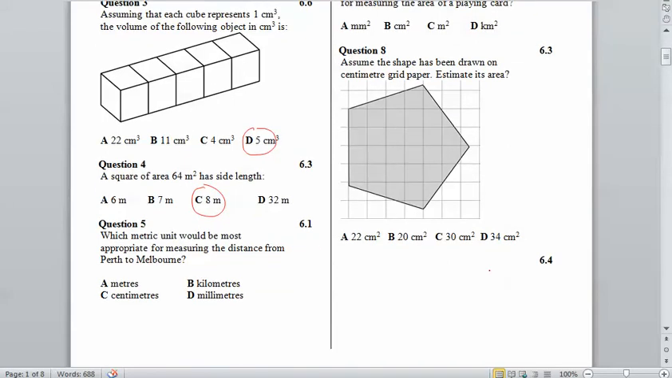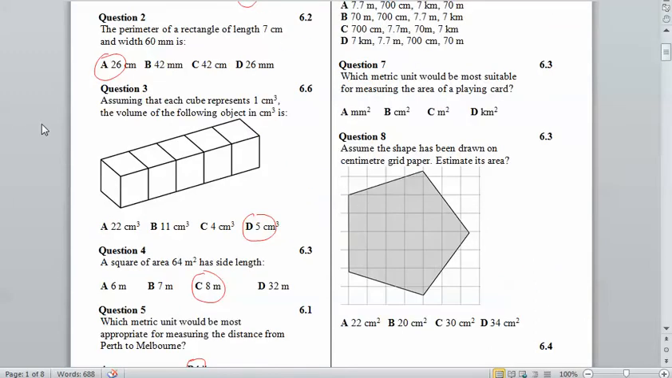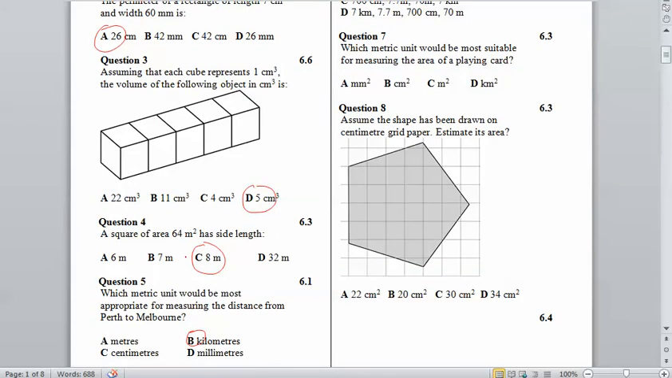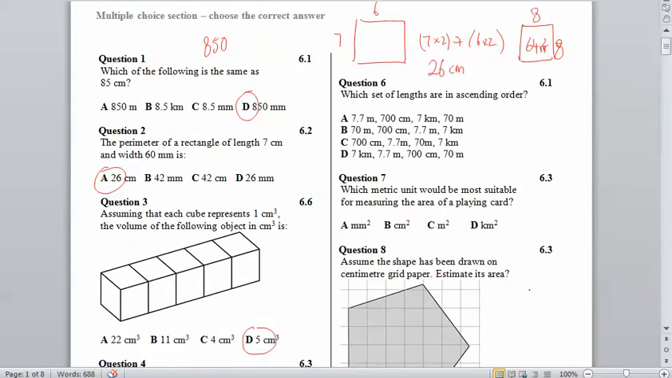Distance from Perth to Melbourne, I would hope you'd be measuring kilometres. That's pretty straightforward. Well, you could measure it in millimetres. It says here what would be most appropriate. So you have to answer the question, please.